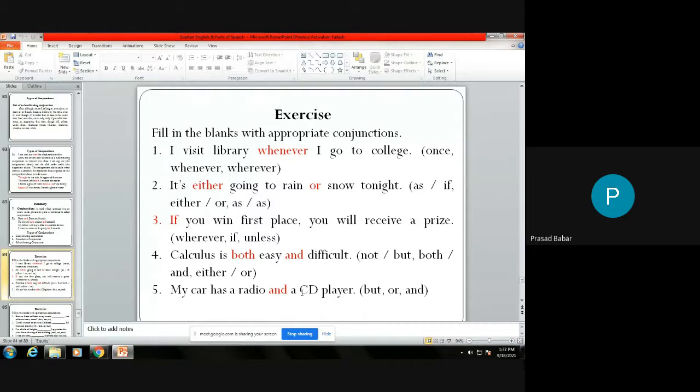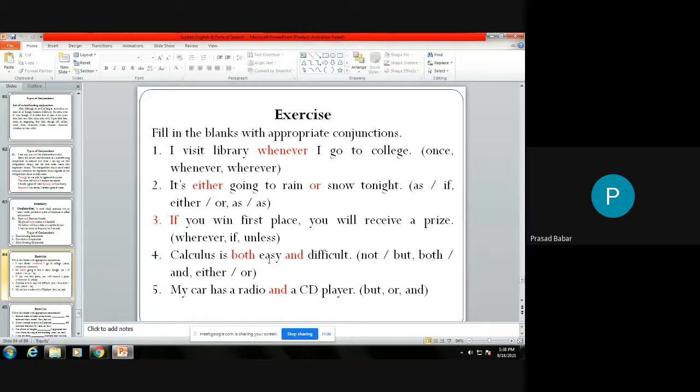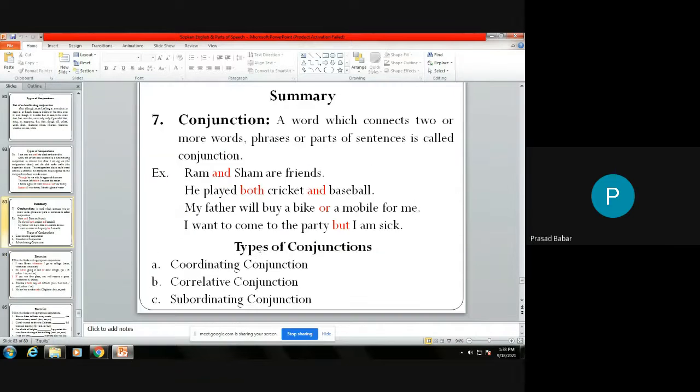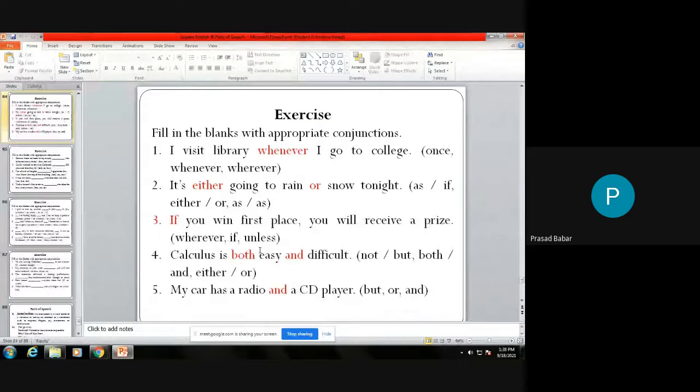Okay, so where we were at... calculus. Yes, calculus is both easy and difficult. Okay, we were discussing this example.